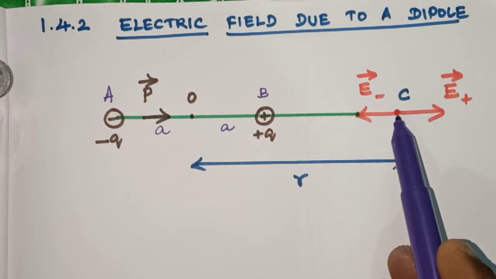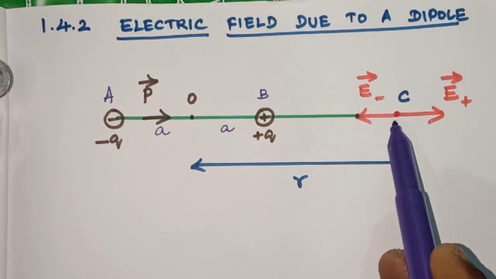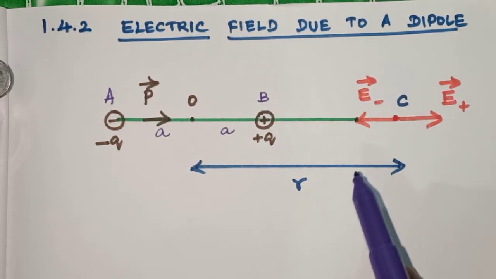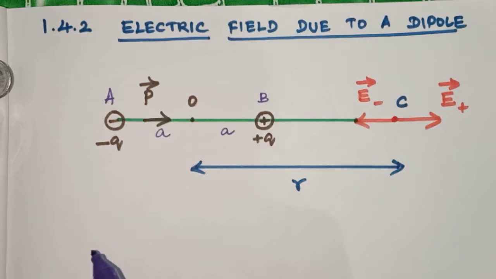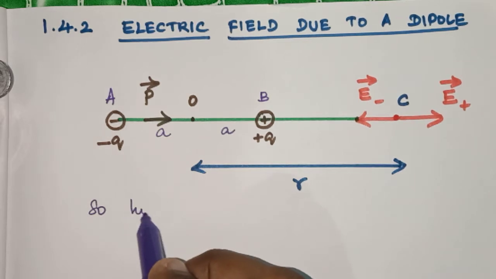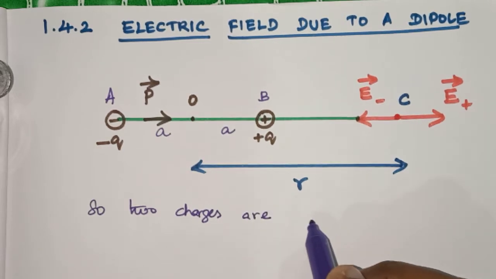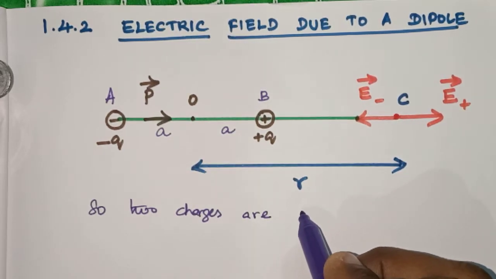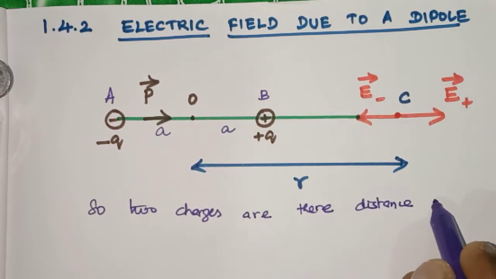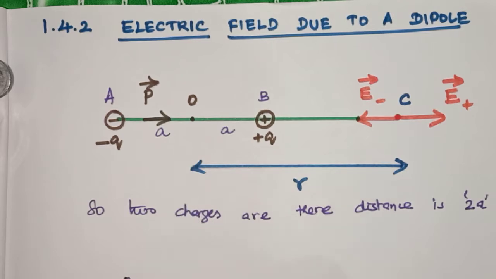Suppose the charge is 1 coulomb. How much field is created or how much field is existing? Okay, now we are going to calculate. Two charges, their distance is 2A. Here A and A. This is the center point.